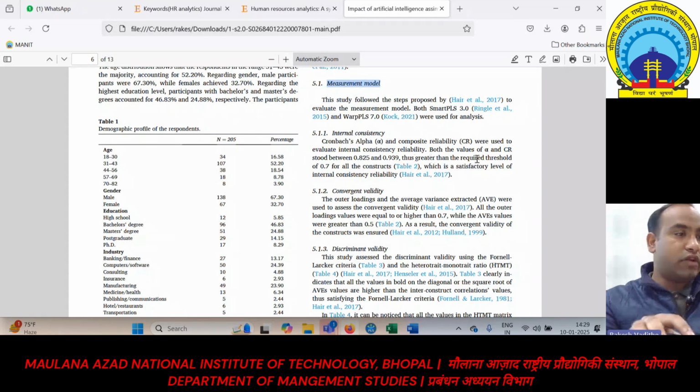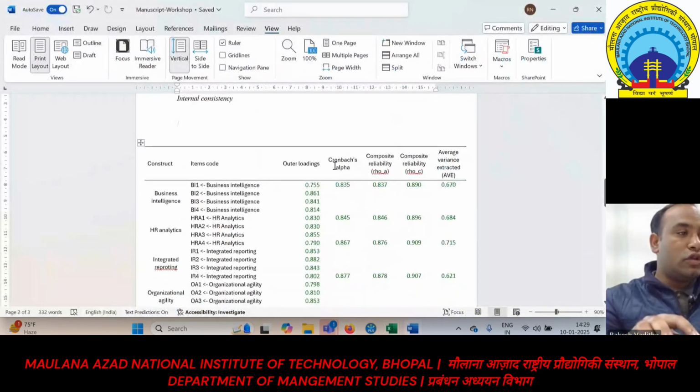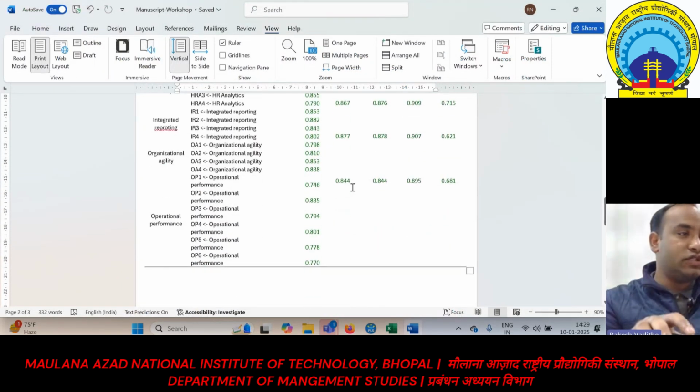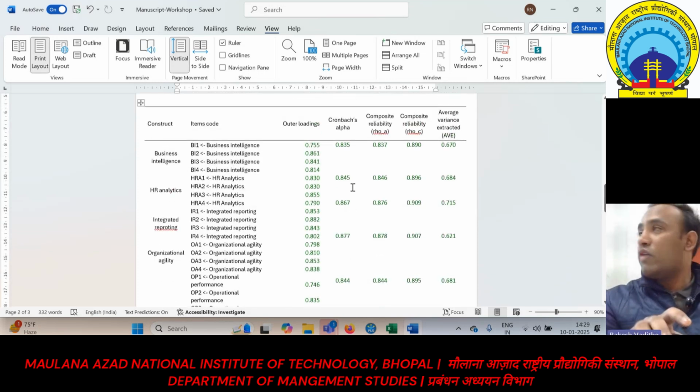These are greater than the required threshold of 0.7 for all constructs. This is according to Hair et al. 2017. When we go to our manuscript, you see our Cronbach's alpha values 0.835. No value is below 0.7. Then our model is also fulfilling the internal consistency.